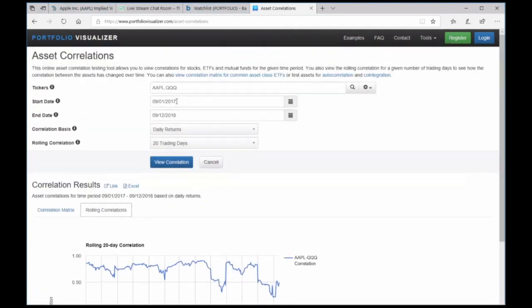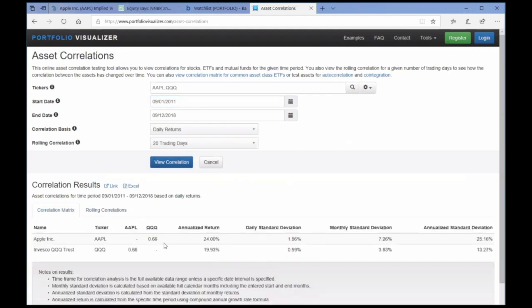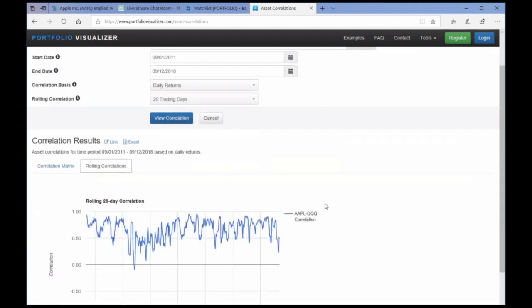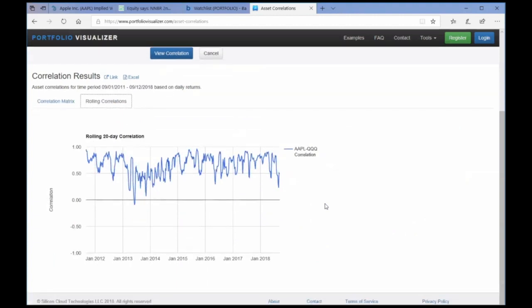I'll prove it to you. I'll go back to 2011. Okay. I'm sorry, it's a two-thirds correlator for the last 7 years. Now, this is the correlation on a rolling 20-day basis. It was 0.23 on August 30. That was the lowest it had been, I guess, since November of 2013, when Apple was trading at roughly $32, $33 split adjusted.